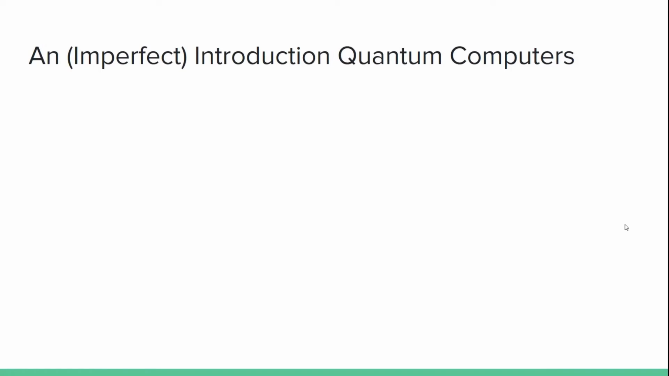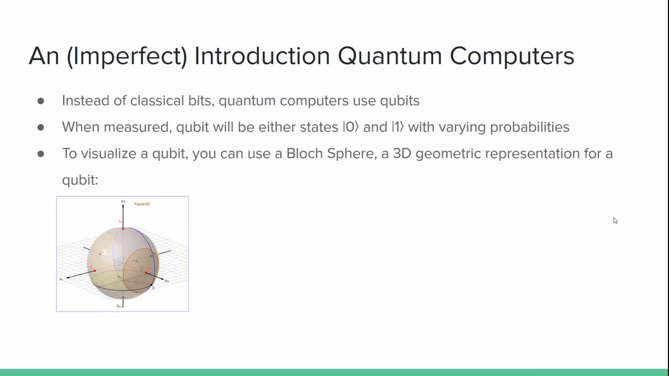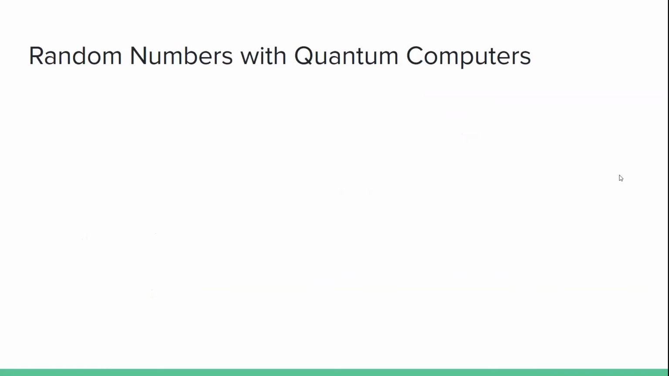The next thing we're going to talk about is how quantum computers work and how they apply to generating random numbers. First, instead of using classical bits, quantum computers use qubits. What that means is that instead of only being able to represent the state 0 and 1 separately, a qubit can represent both states 0 and 1 together with varying probabilities when measured. To visualize a qubit, you can use a Bloch sphere, which is a 3D geometric representation of a qubit. You can see the state of your wave function, the state of your qubit, by looking at where your vector is pointing on the surface of the Bloch sphere.